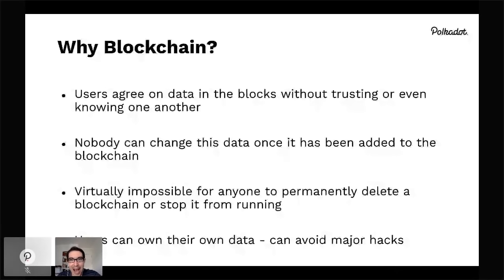And once that data has been added, it can't be modified. It's going to be very difficult to cook the books, if you will, to modify, let's say, your accounting information. You can't go back in time and modify it. You can't change what has happened. It's virtually impossible for anyone to stop a blockchain from running. You would need to find every single node, every single computer in the world which is running that blockchain, which for most major blockchain networks is tens of thousands, if not more, computers running this with tens of thousands of copies. And as long as you miss one of them, the blockchain can keep running.